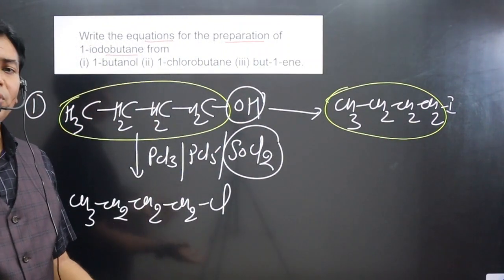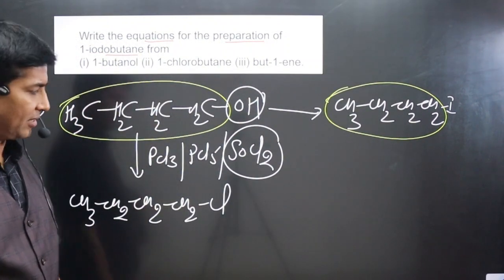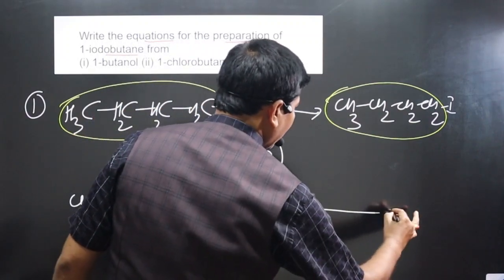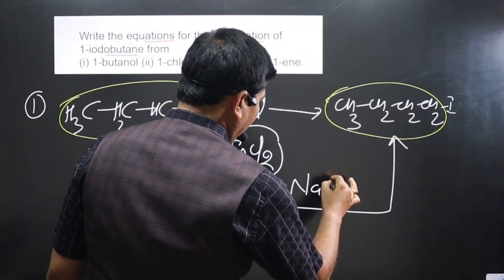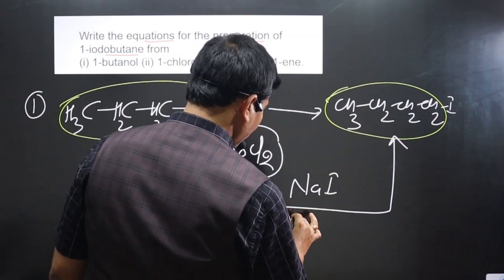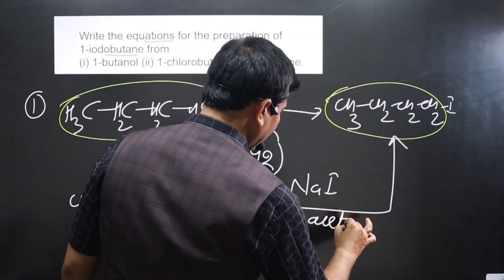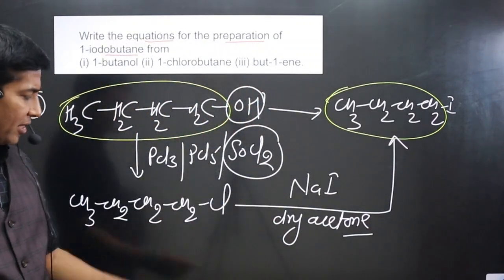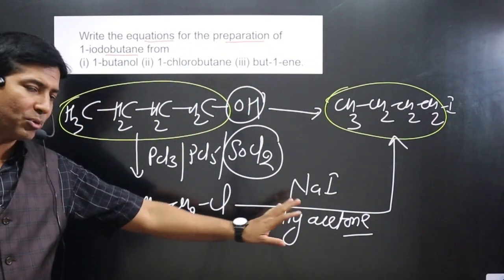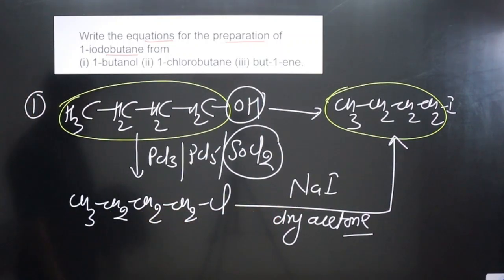Then we can carry out a halogen exchange reaction, that is the Finkelstein reaction. Okay, you might have learned about the Finkelstein reaction. In this case we take sodium iodide reacting in the presence of dry acetone. Dry acetone is acting as a solvent. It helps in intermixing these two substances because of the carbon chain, so this is an aprotic solvent. Okay, we have NaI there.